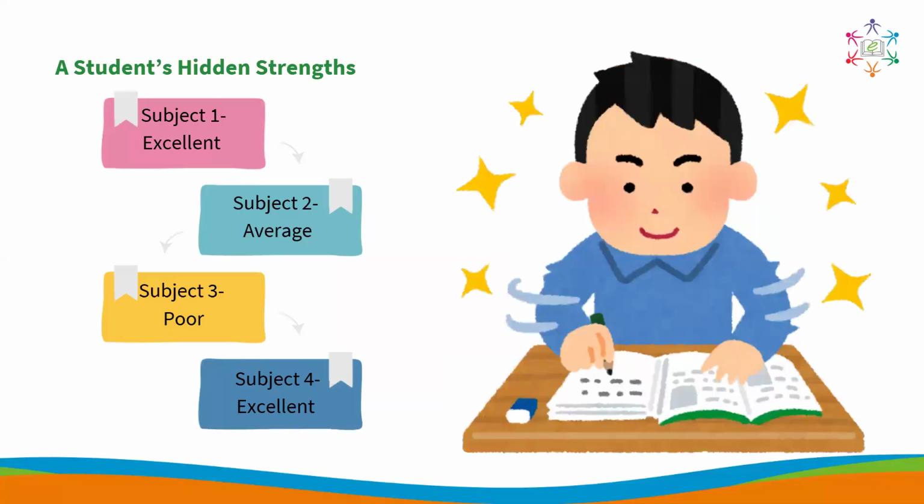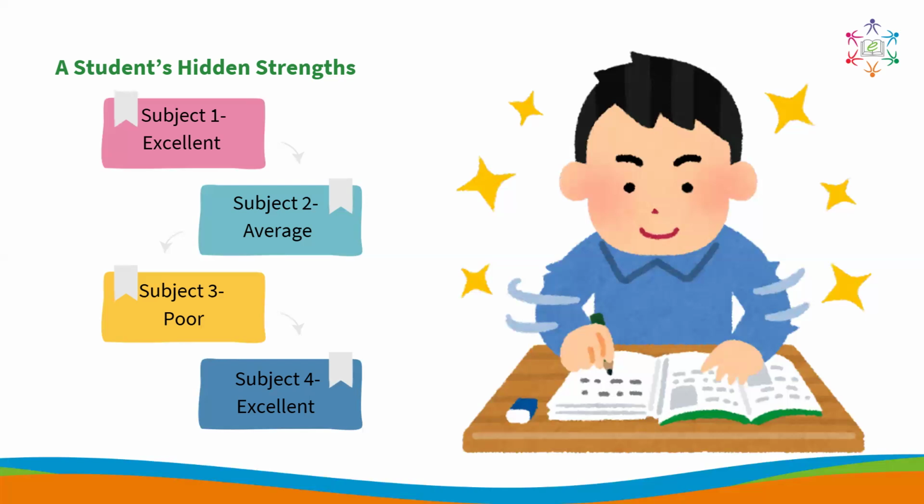Now, let's consider this common scenario. As a teacher, you notice that one of your students is struggling in one subject, say, for example, math. Based on this, you might assume that the student is weak overall, which is a natural but incomplete judgment. We sometimes fall into the trap of labeling students based on their performance in one subject. But then something shifts. You come across the same student's work in another subject like science or language, and they are thriving there. Suddenly, your assumption is challenged. The student isn't weak, they are excelling elsewhere.